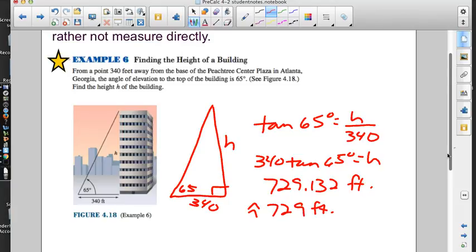How many inches if we round to the nearest inch? 729 feet 2 inches. The 0.132 times 12, because there are 12 inches in a foot.